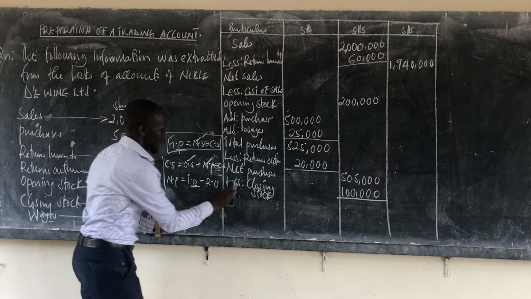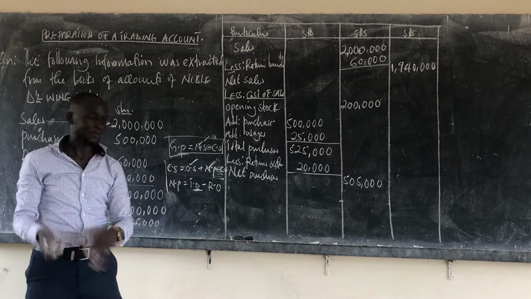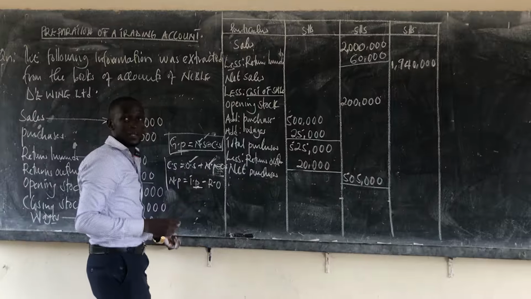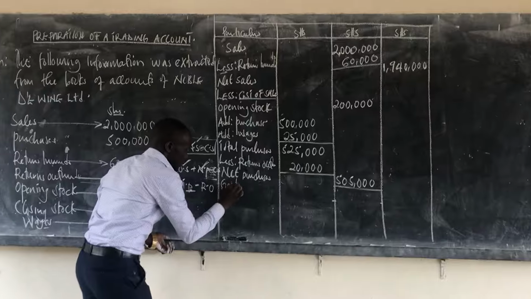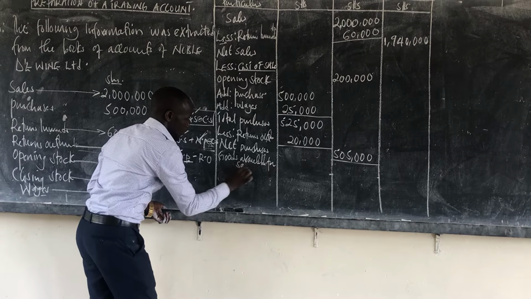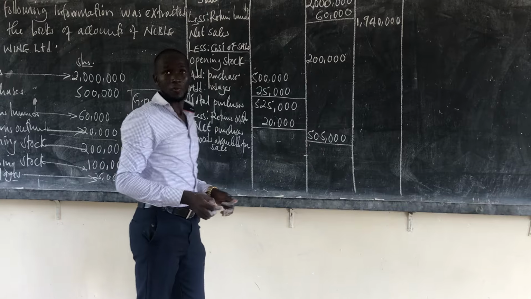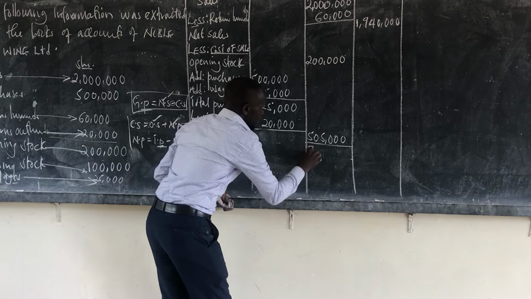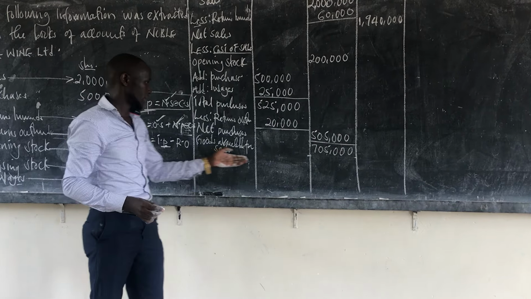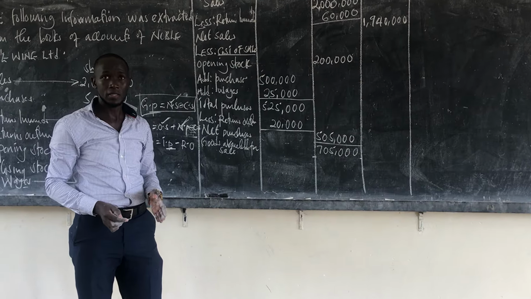But let me separate it very clearly, such that I may not confuse your point. So the addition of the two, opening stock and net purchases, gives us goods available for sale. And this one is 200,000 added on 500,000, you end up getting 705,000. This one is the goods available, the sum of opening stock and net purchases.